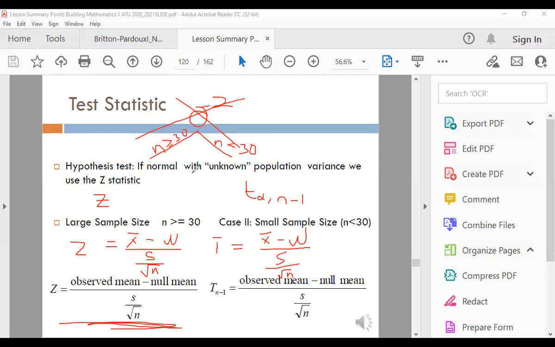So let me summarize. The key point here is, once your population variance or population standard deviation is not given, you first have to consider, is the sample size large or small? If it is large, then we'll still use a Z. If it is small, we'll use a T. They have the same formulas, but the Z will be read from the standard normal table, and the T will be read from the student T distribution table. Good. Let's proceed.